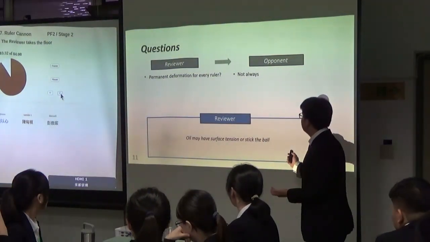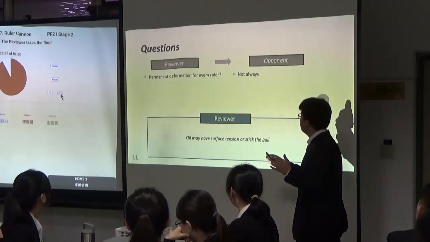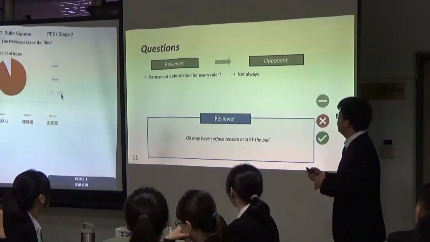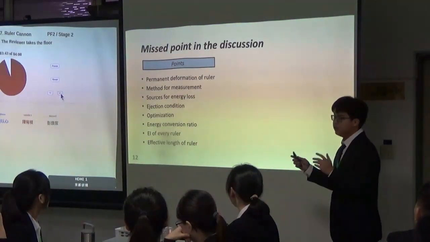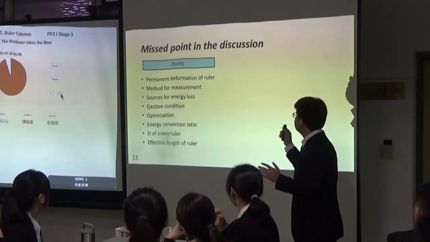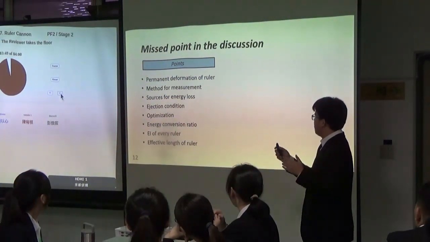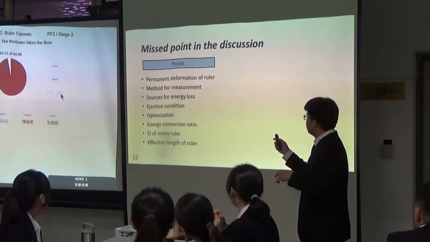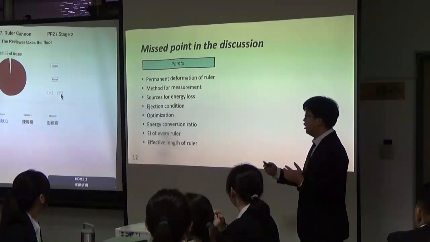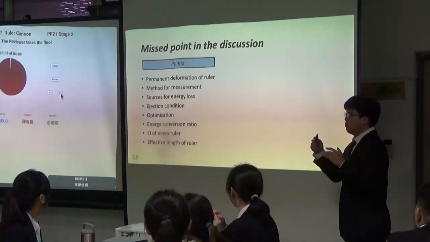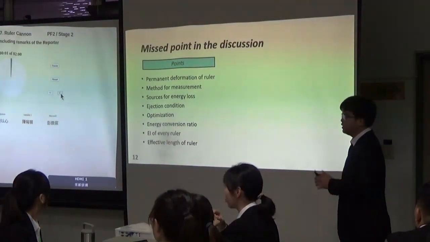And then I asked the opponent whether the ruler will have permanent deformation for every ruler, and not always. We agree with the opponent, we think it won't always. So they have to measure it, but they didn't show it. And that is the point that they missed in the discussion: the permanent deformation of the ruler and the method for the measurements, the source of the energy while the ruler is shaking, and the ejection condition, the optimization of the speed, and the energy computation equation.